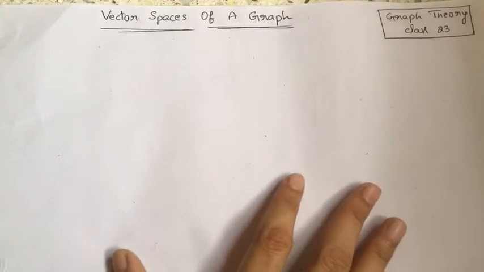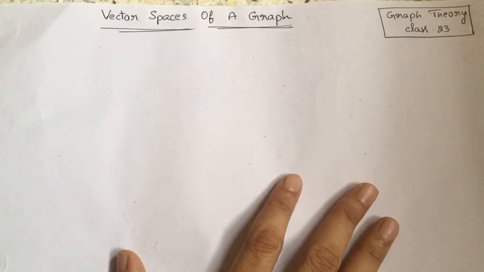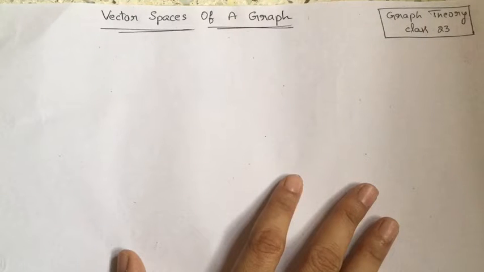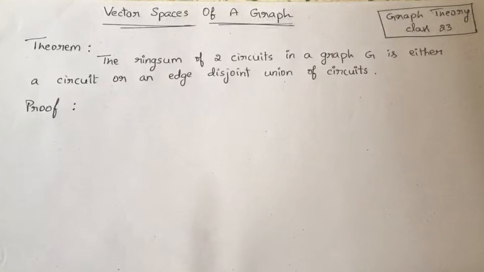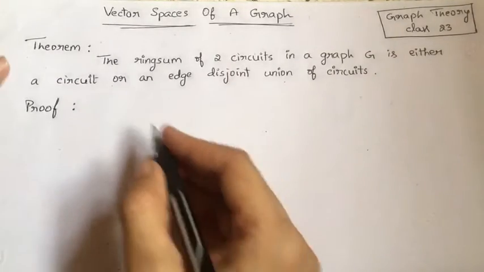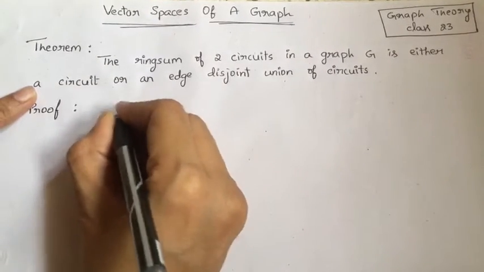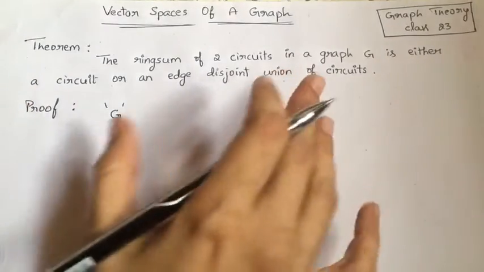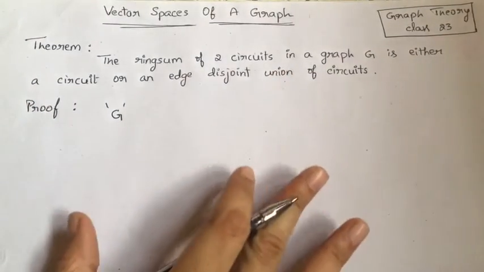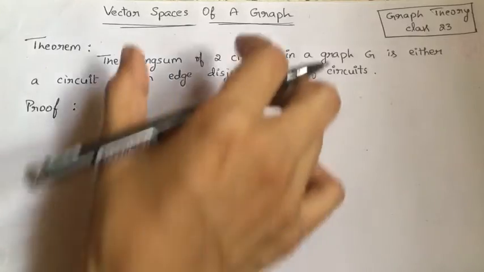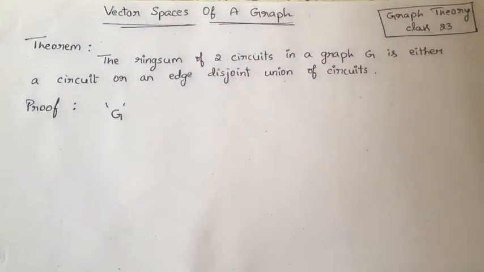So first we'll prove a theorem that states the ring sum of two circuits in a graph is either a circuit or an edge disjoint union of circuits. To prove this, let us take two circuits of a graph G. Here we are dealing with undirected graphs, with the vector space of an undirected graph.